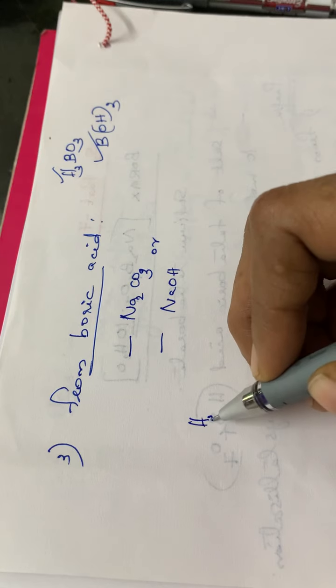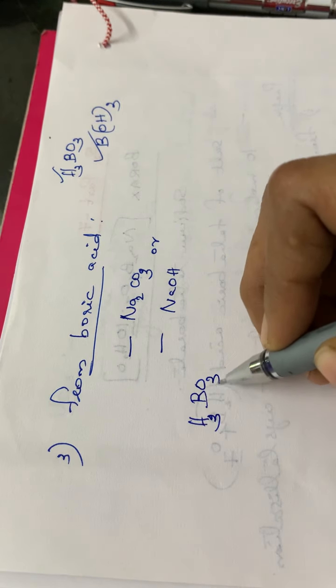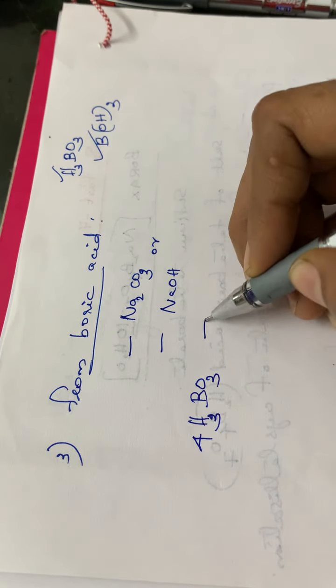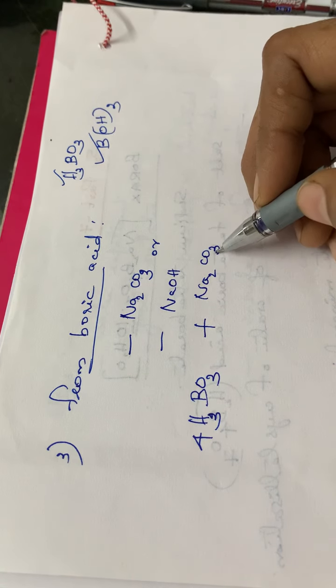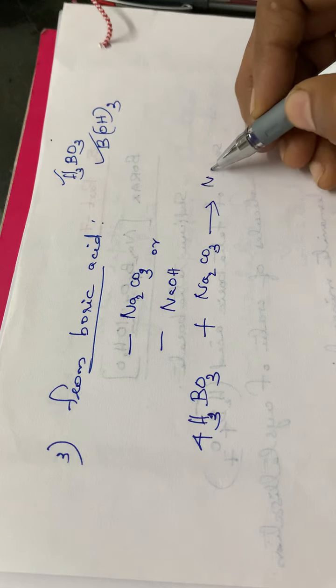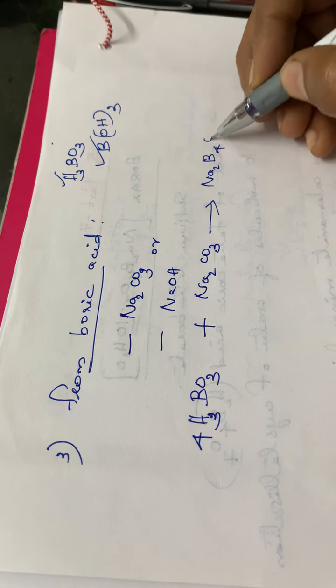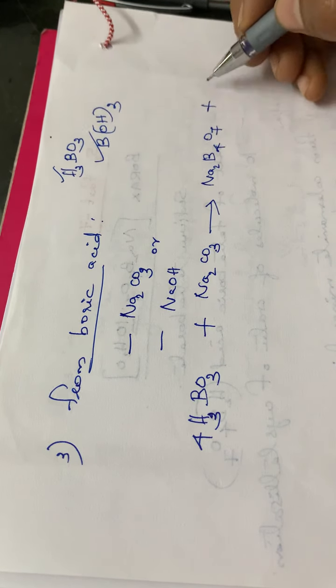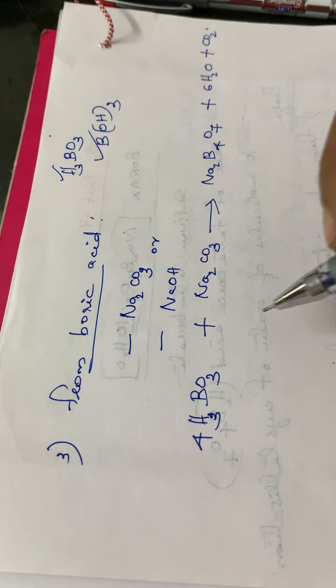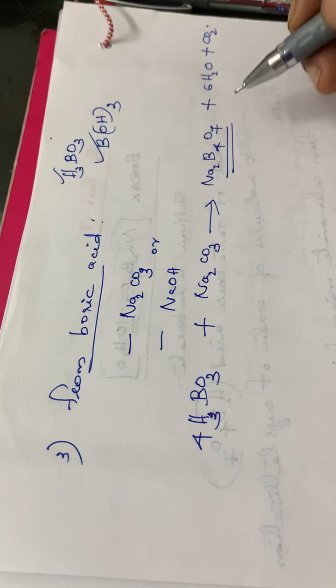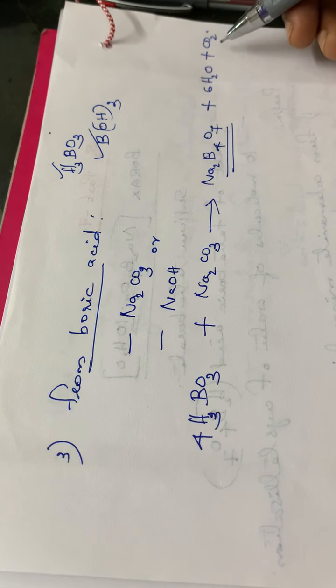See, 4 molecules of H3BO3, that is boric acid, plus Na2CO3, sodium carbonate, giving Na2B4O7 plus 6H2O plus CO2. H3BO3 plus sodium carbonate gives borax, plus water, plus carbon dioxide.